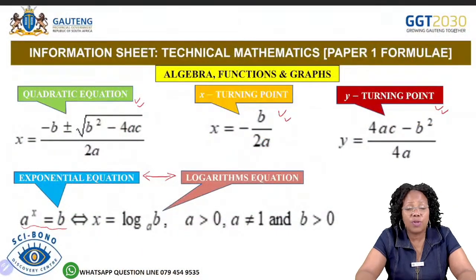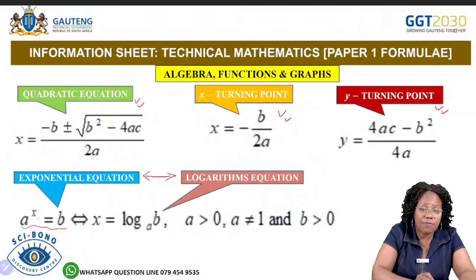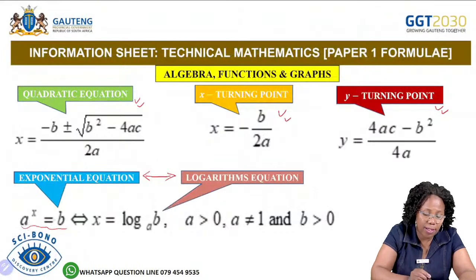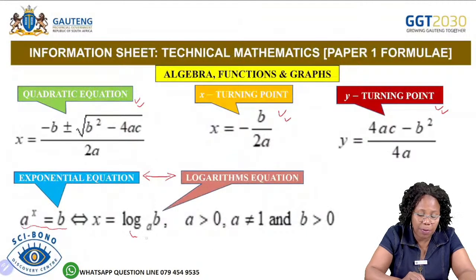Grade 12, remember we're looking at the relationship of the exponential equation with the log function. As we've indicated, the equation for exponential is a to the power x equal to b, and the log function is x equal to log b base a.